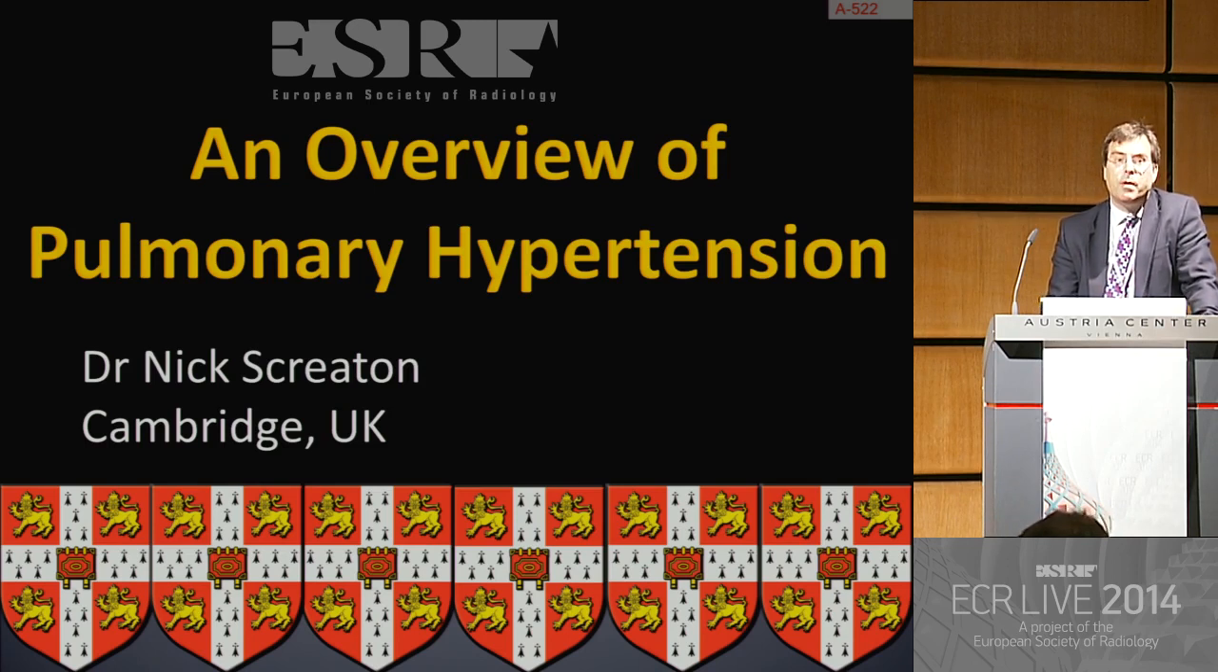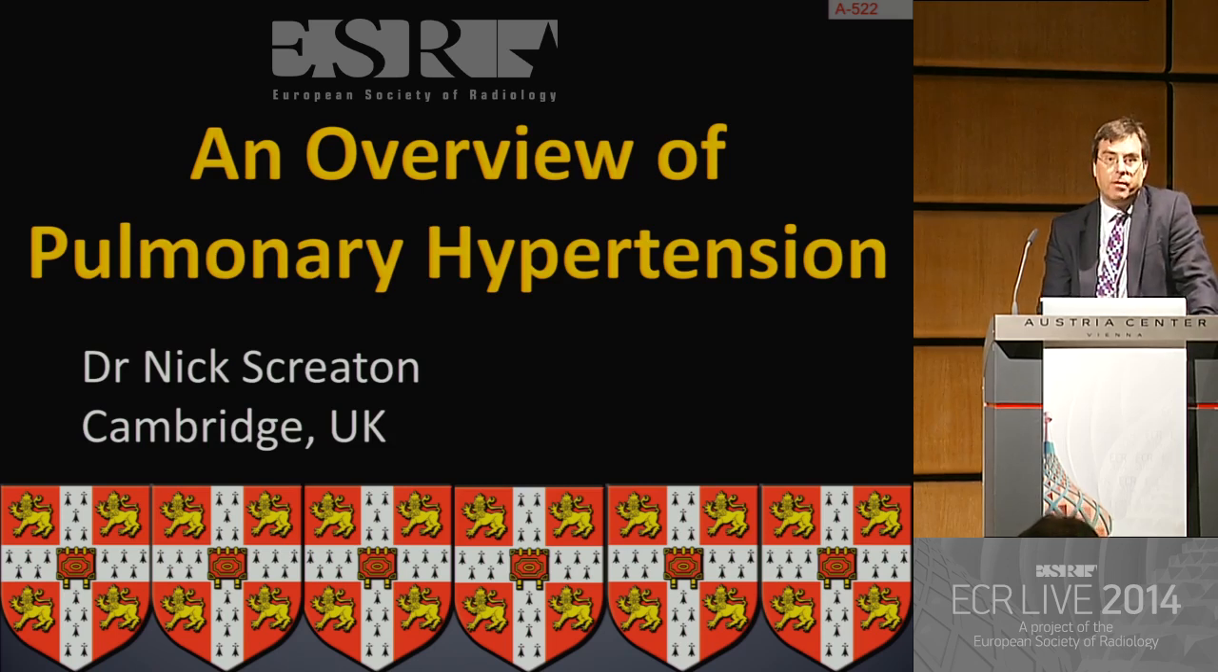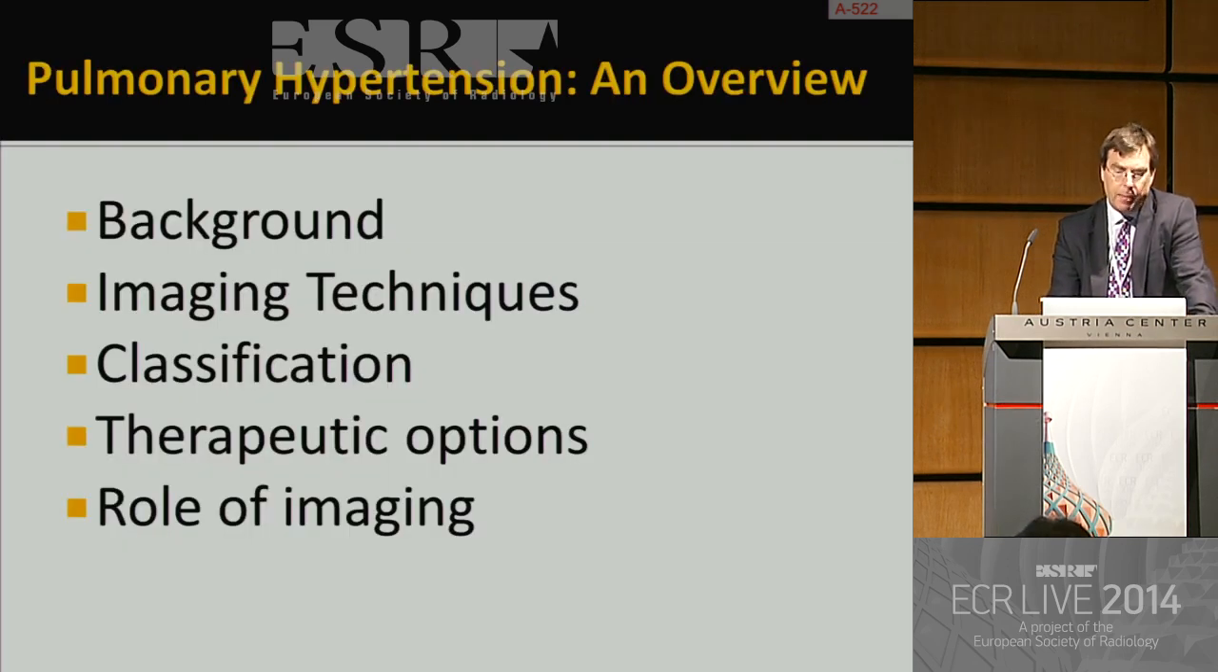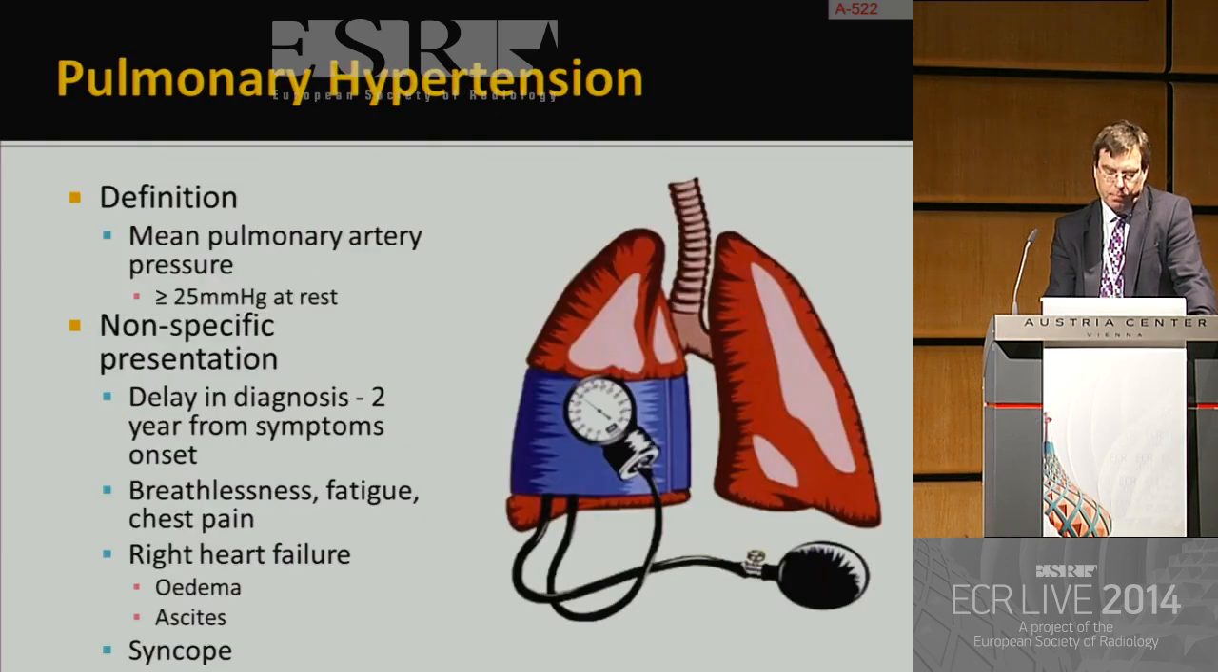So I'm giving you a talk on an overview of pulmonary hypertension, really as a prelude for the next two presentations on CT and MRI in that setting. I'm going to be talking a little bit about background of pulmonary hypertension, briefly about the imaging techniques we can use to try and define the cause of pulmonary hypertension and detect pulmonary hypertension. Talk in a bit more detail about the classification of the disease and how that impacts on therapeutic options.